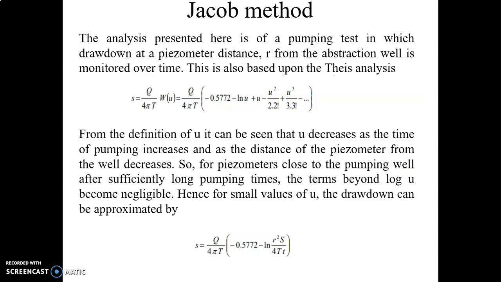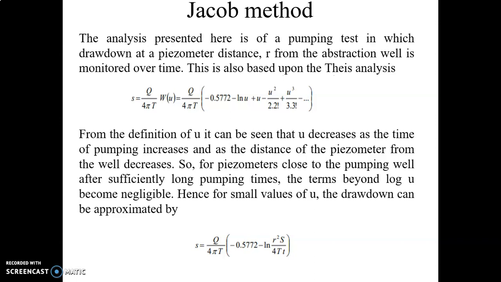Then the Jacob method for the determination of the aquifer characteristics for unsteady flow. The analysis presented here is of a pumping test in which the drawdown at a piezometric distance r from the abstraction well is monitored over time. This is also based upon the Theis analysis that s equals Q by 4 pi T of W(u), which is equal to Q by 4 pi T times minus 0.577 minus log of u plus u minus u square by 2 into 2 factorial plus u cube by 3 into 3 factorial.